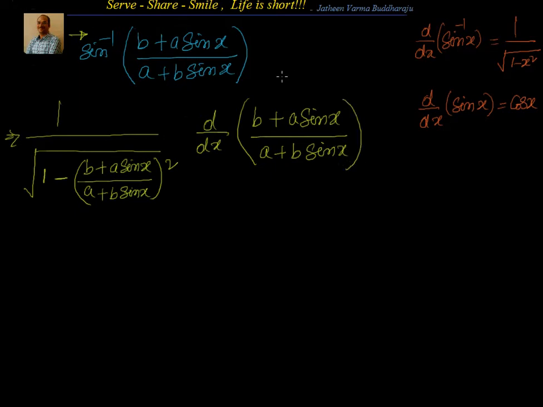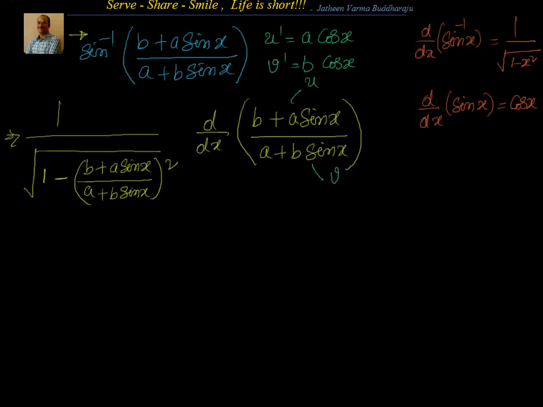Now again, this is u and v, so you have to apply the quotient rule. Let us see what our u is: b plus a sin x. What is u dash then? U dash is the derivative of b plus a sin x. That's nothing but a cos x, because the derivative of b is 0, and the derivative of a into sin x is a cos x. What is v dash? V is a plus b sin x. So the derivative of a is 0, and the derivative of b sin x is b into the derivative of sin x, that is b cos x. Pretty much clear.